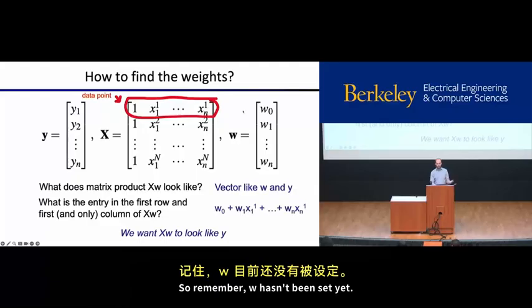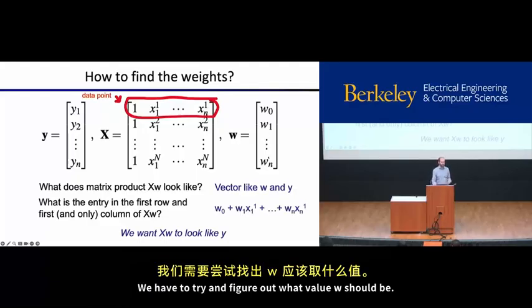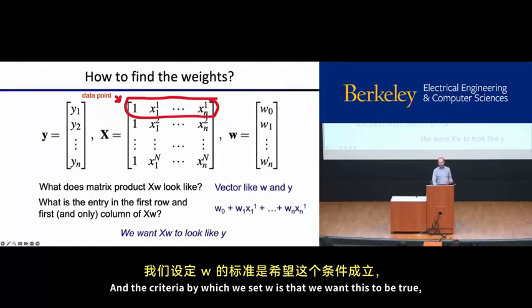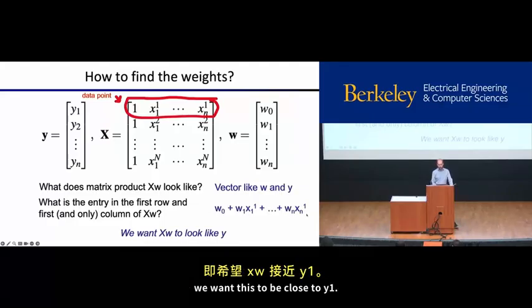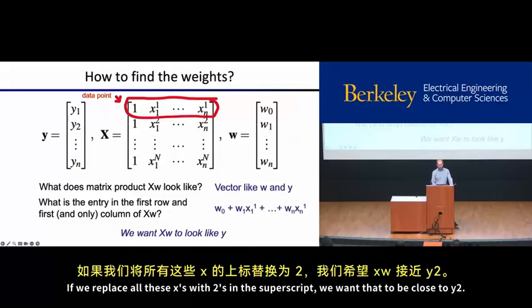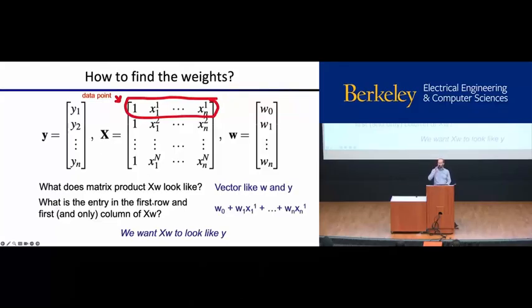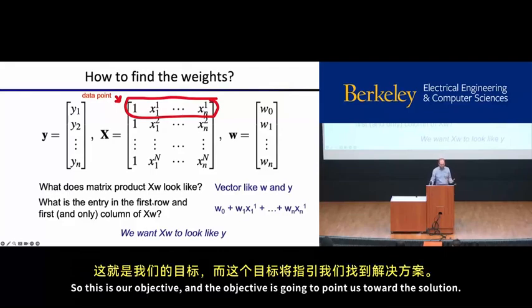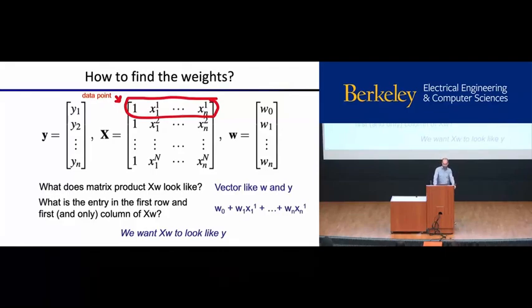So remember, W hasn't been set yet. We have to try and figure out what value W should be. And the criteria by which we set W is that we want this to be true. We want this to be close to y1. If we replace all these x's with 2's in the superscript, we want that to be close to y2. So this is our objective, and the objective is going to point us toward the solution.